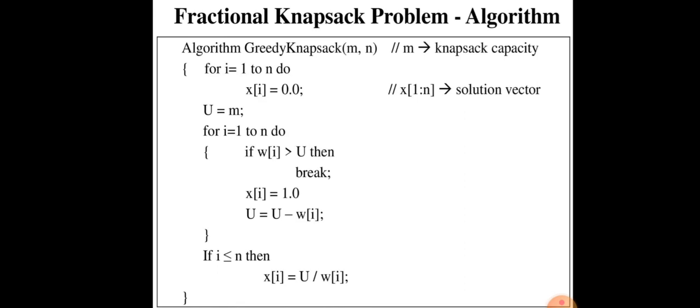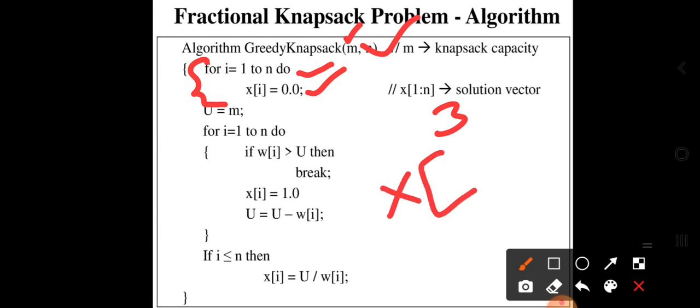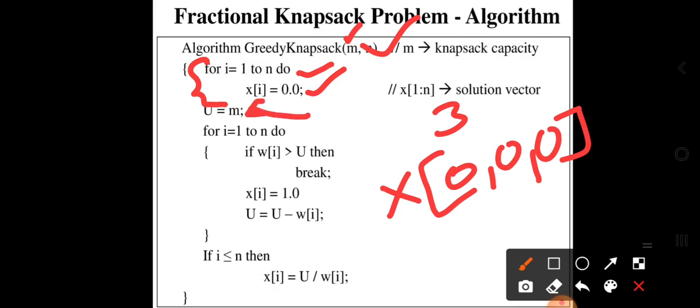Then this is the fractional knapsack algorithm. Initially, we pass the knapsack capacity and the number of objects. We perform a for loop over the n objects. So if there are 3 objects, the solution vector contains 3 entries, each value initialized to 0, 0, 0. And we assign the knapsack capacity to u.